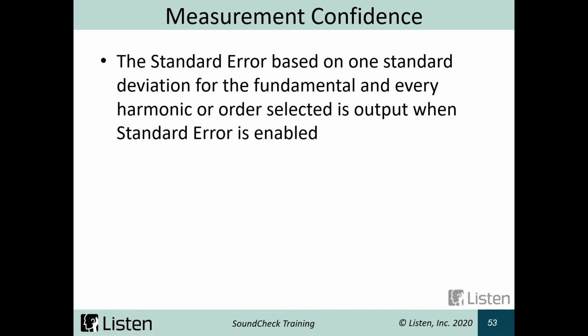The standard error, based on one standard deviation, is output for the fundamental and every harmonic or order selected as output when standard error is enabled. So similar to outputting the fundamental plus the harmonics we have selected, it's going to give you the standard error for all of those as well, for whatever we have selected, either the harmonics or orders depending on the type of distortion we're calculating.